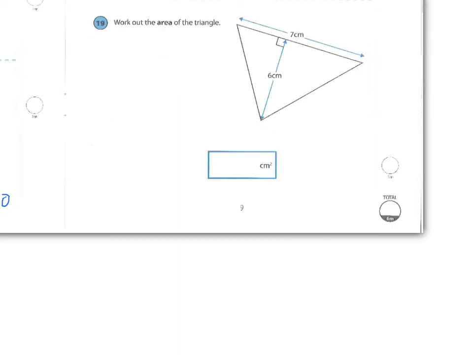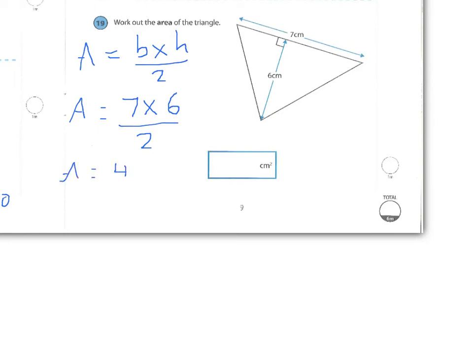Question 19. Work out the area of the triangle. Now, area of a triangle is found by multiplying base times height and dividing the answer by 2. So if we take our base, which is 7, our perpendicular height, which is 6, and we divide it by 2, we'll get the answer. Well, 6 sevens is 42, and then we divide that by 2, giving us an answer of 21 centimeters squared.